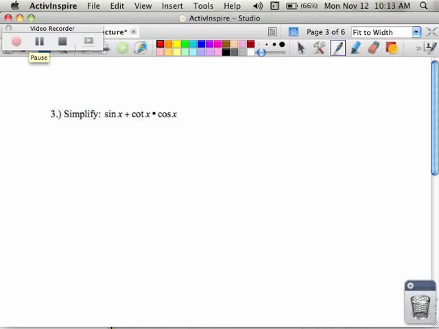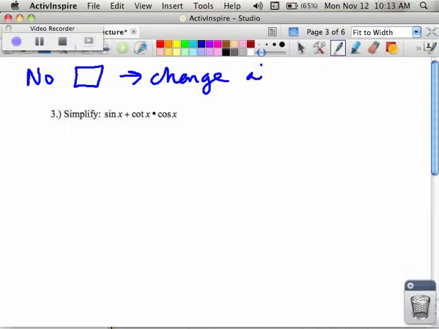Number 3, what I notice is there are no squares at all anywhere. Everything's sines, cosines, cotangents, something like that. Whenever I see no squares, nothing that's being squared, I think, if there are no squares, change all to sine and cosine, and then see what happens.